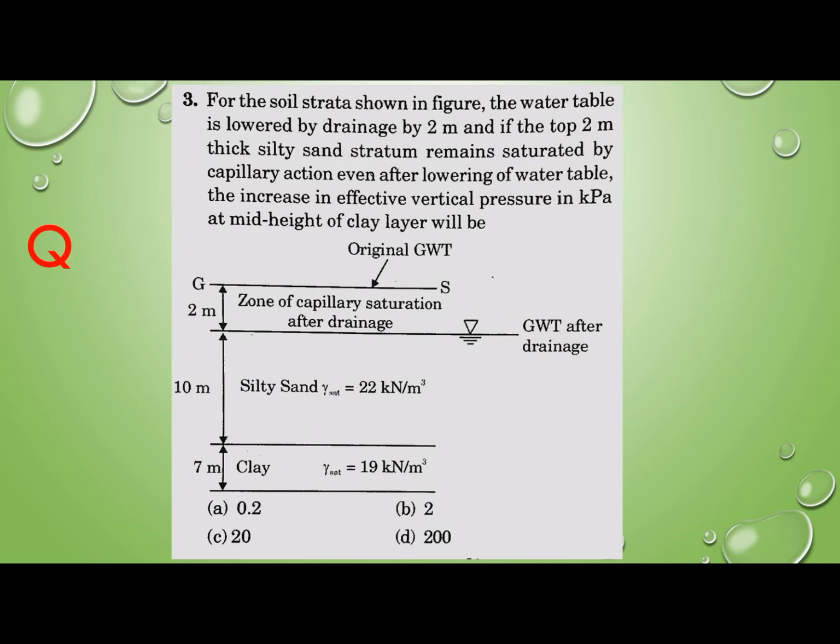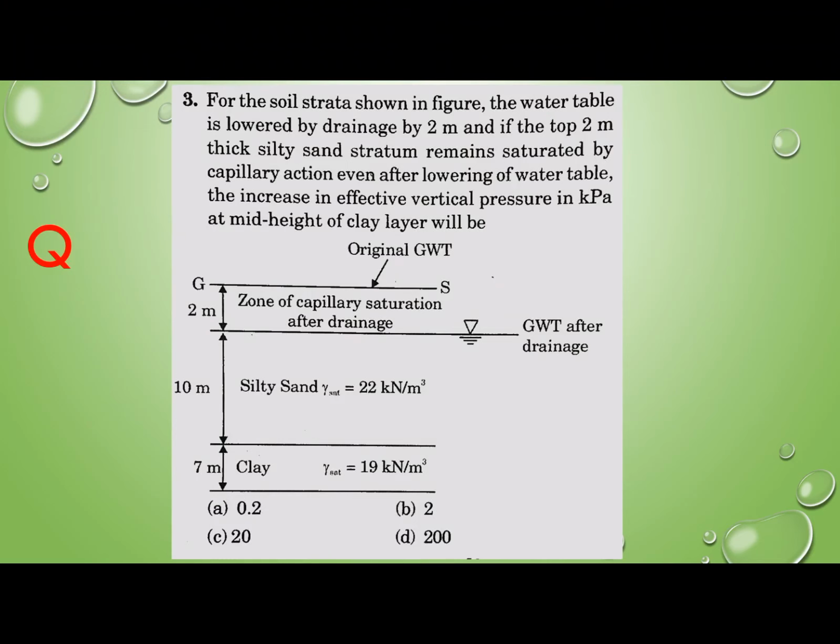So our next question, this is also a little lengthy question. For the soil strata shown in the figure, the water table is lowered by drainage by 2 meters, and the top 2 meters thick silty sand stratum remains saturated by capillary action even after lowering of the water table. The increase in effective vertical pressure in kilopascal at mid height of the clay layer will be what?